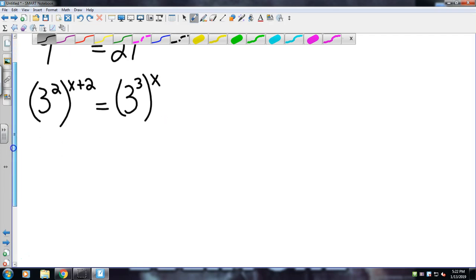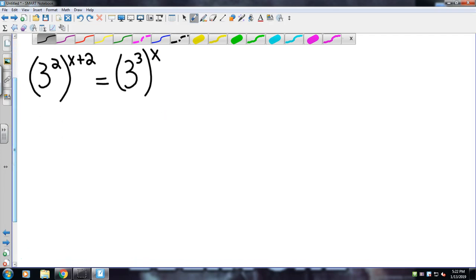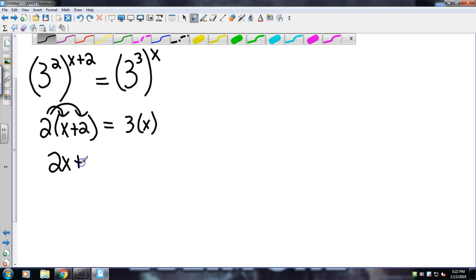So since my bases are the same now, I'm going to have my 2 times x plus 2, because that's what my exponent is, and that's going to equal 3 times x. So if I do the distributive property over on the left-hand side, that's going to give me 2x plus 4 equals 3x. Now I want to take the smallest x to the biggest x, so to get the 2x to the other side, I'm going to subtract it. And that's going to leave me a value of x equals 4.